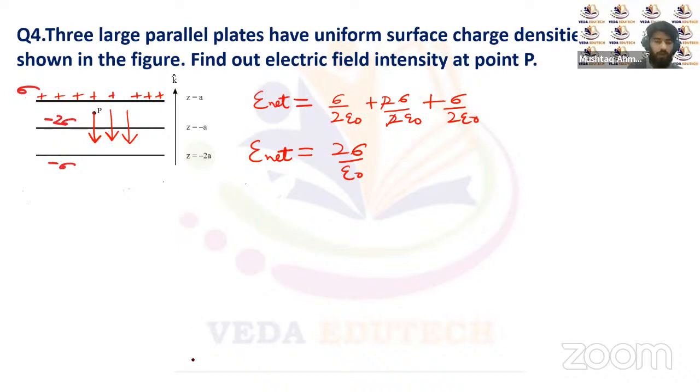Now if we write this in the vector form, E net vector, since the net direction of this electric field will be along the downward direction, it will be along the minus k cap direction. So this is the net electrostatic field, or net electric field, because of all the three plates having the charge densities sigma, minus 2 sigma, and minus sigma.